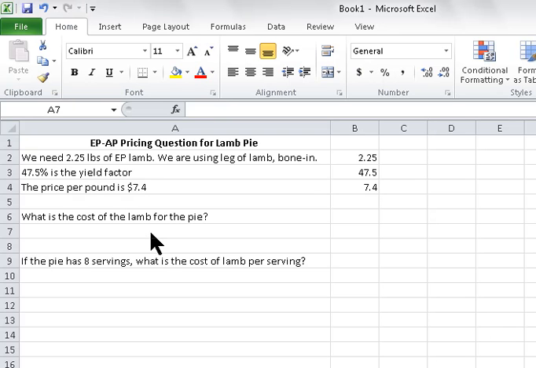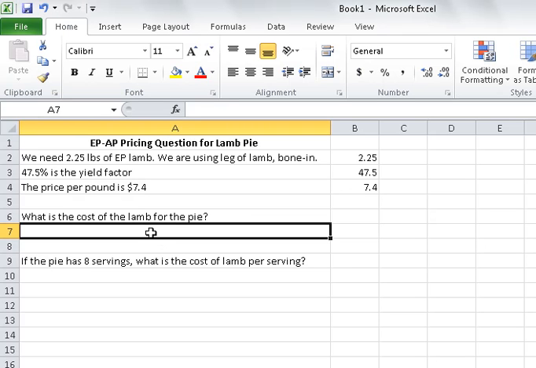So we've got a problem here. We're making lamb pie. It's going to have 8 slices in it. We need 2 1/4 pounds of lamb. Is that right, everybody? Yes.